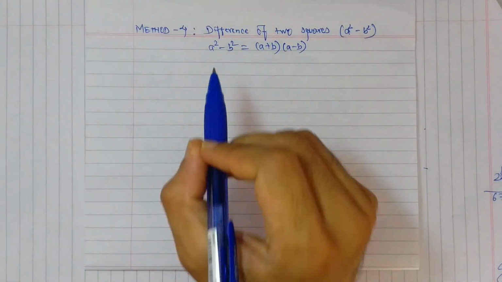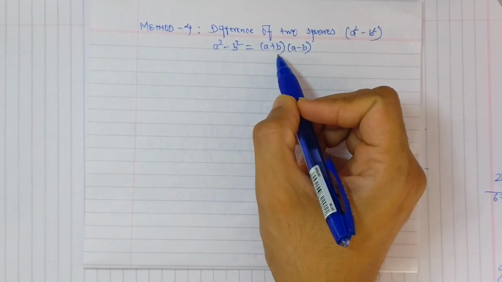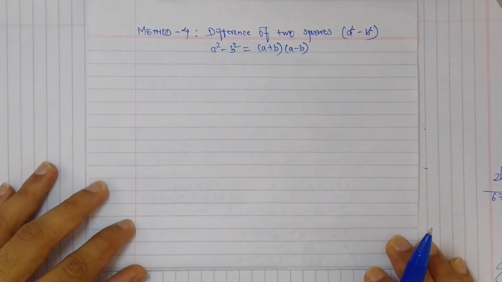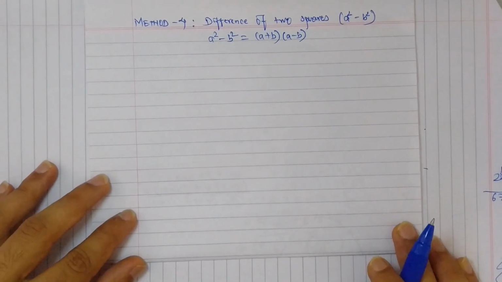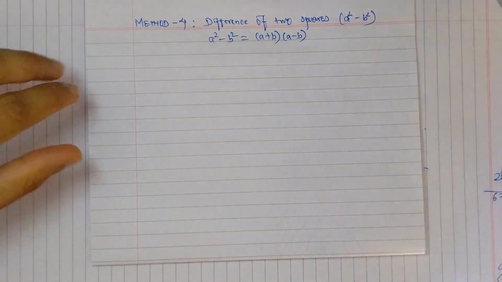So your question will be in this form and you have to factorize it and bring the answer in this form, and simply use this identity. A square minus b square is a plus b into a minus b. That's it. Right? Let's do some questions based on this.